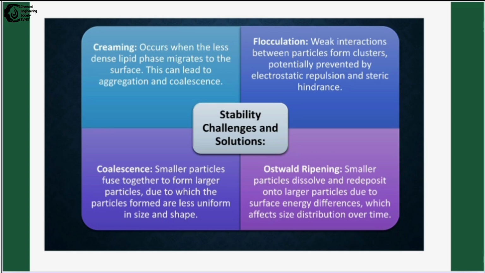Then flocculation. It occurs when there are weak interactions between the particles which results in clusters. Coming to the third one, coalescence. It occurs when smaller particles fuse together to form larger particles, due to which the particles formed are less uniform in size and shape. And Ostwald ripening. In this, the smaller particles dissolve and redeposit onto larger particles due to the surface energy differences.